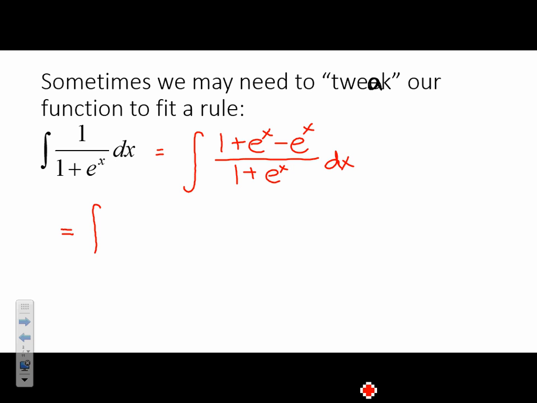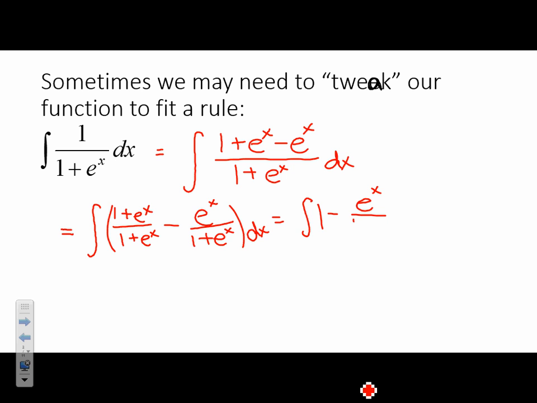What we can now do is split this fraction apart into 1 plus e to the x over 1 plus e to the x, minus e to the x over 1 plus e to the x. That's 1 minus e to the x over 1 plus e to the x. So we have the integral of that, and then we use substitution. Now this looks nice for u du substitution.